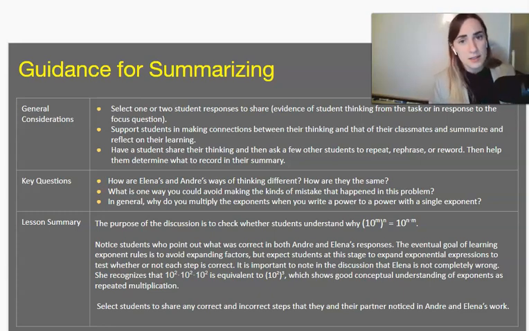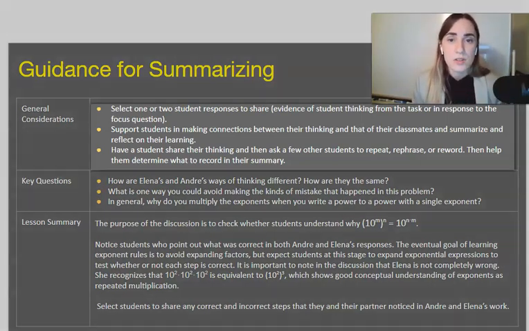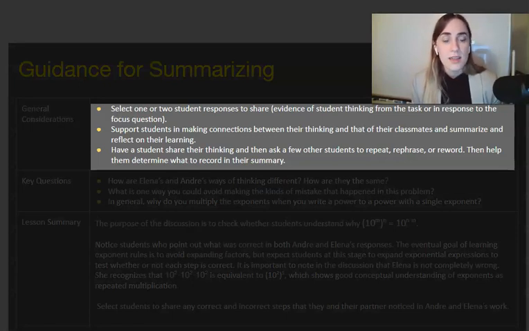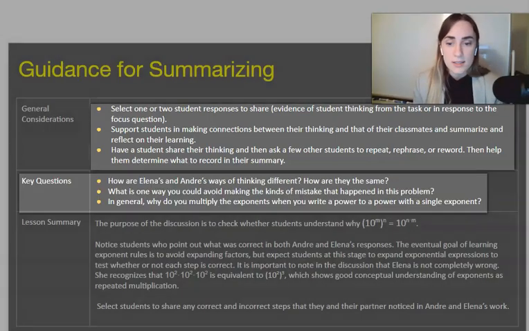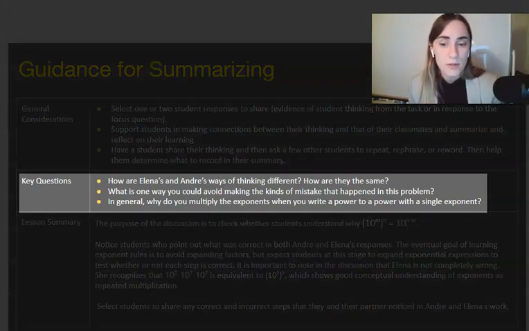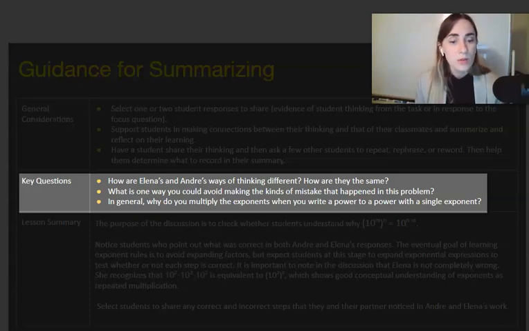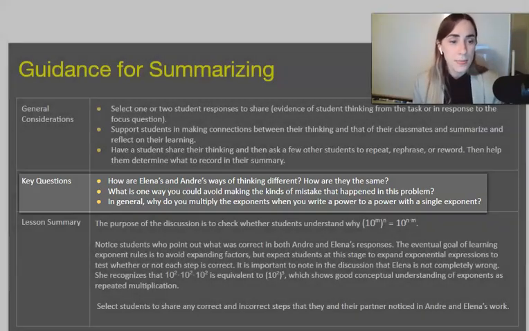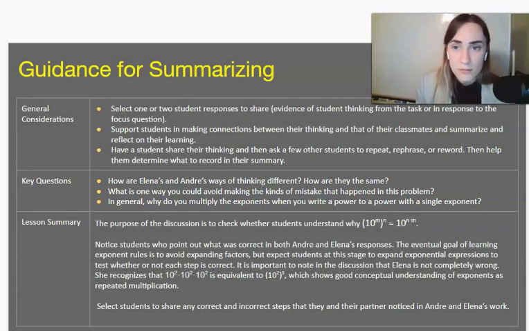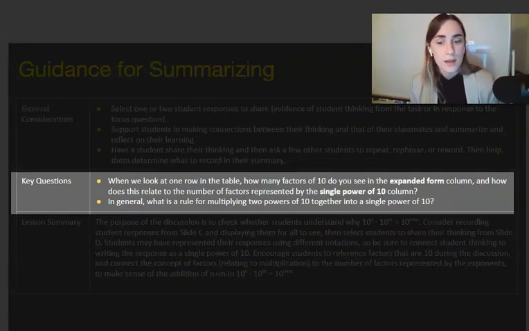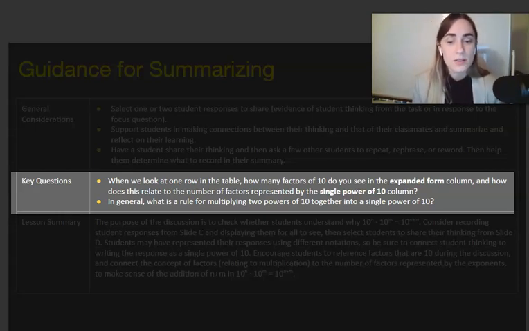So when you do the summary section, it's very important for you to start with student thinking that emphasizes the concepts that you want students to take away from the lesson. So you want to look at the key questions, and you want to especially focus for day 6 on the question, why do you multiply the exponents when you write a power with a single exponent? And on day 4, you want to especially emphasize the question, in general, what is a rule for multiplying 2 powers of 10 together to a single power of 10?